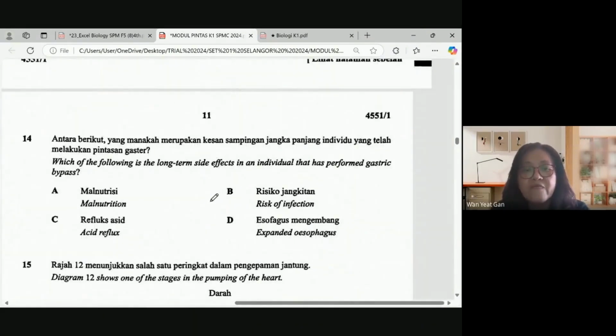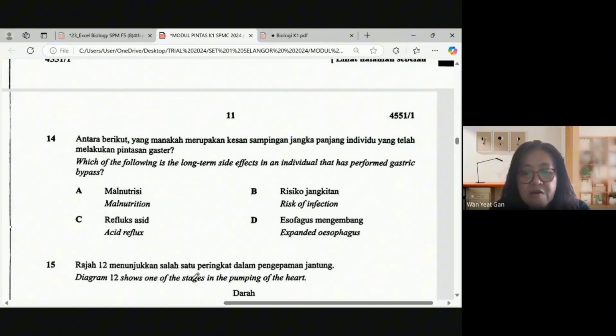Okay, question 14. Which of the following is a long-term side effect in an individual who has undergone gastric bypass? Now, gastric bypass bypasses a larger portion of the stomach, and the stomach is made into a small sac that is connected to the duodenum. So the size of the stomach becomes smaller. Since the stomach is smaller, the person will reduce their intake of food, which will help the person lose weight.